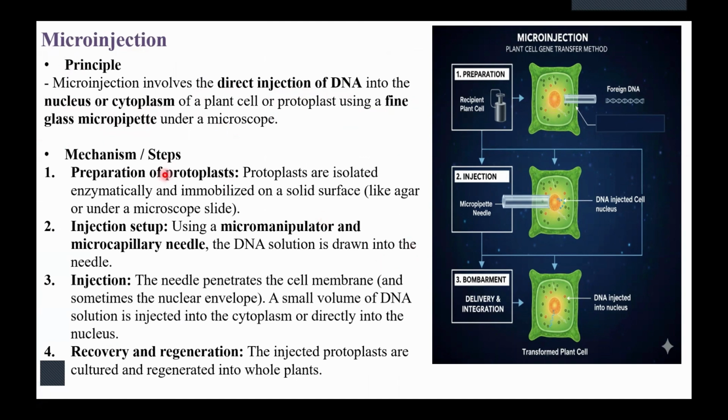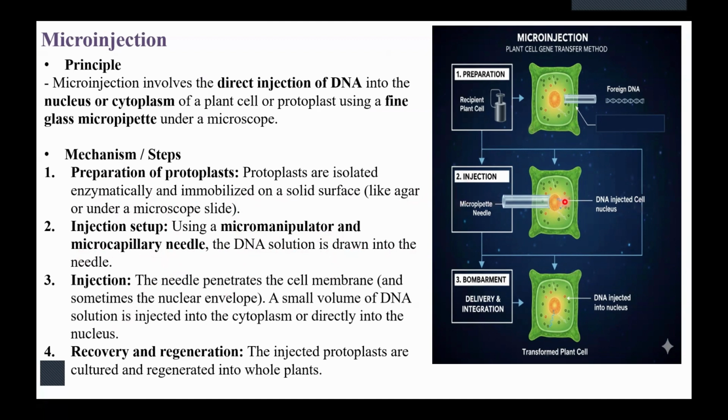So first one, we are going to prepare the protoplast. We will isolate the protoplast using enzymes such as cellulase or pectinase, and we will keep them on immobilized surfaces such as agar or a slide. Then we are going to start the injection. We can use a micro manipulator or a micro capillary needle, and the DNA solution is going to be present inside this needle.